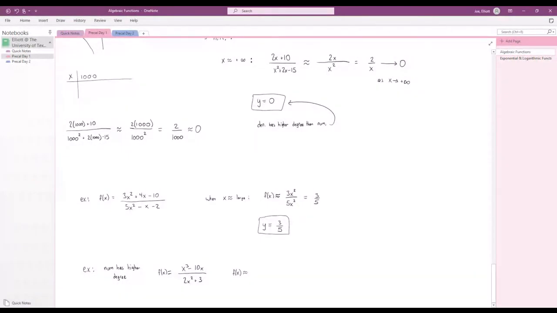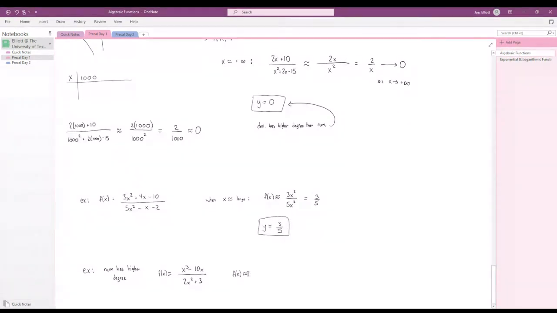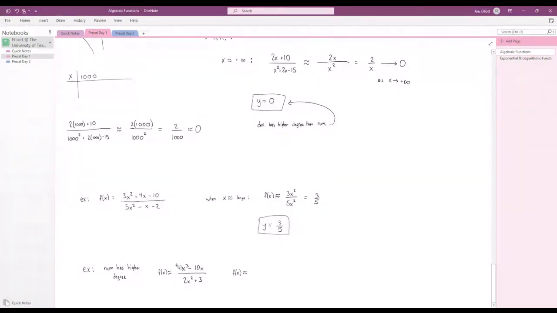Oh yeah, so the degree of a polynomial is the highest power of x that you see, essentially. So in this example here, the numerator has degree 3, whereas the denominator has degree 2. Okay. Yeah, that's right. Okay. All right. Good.